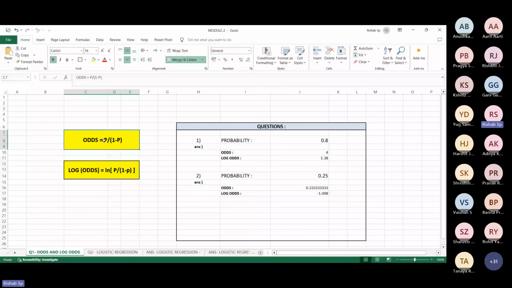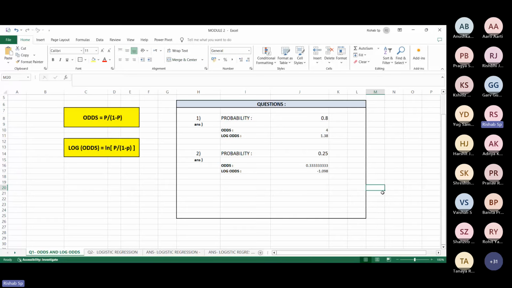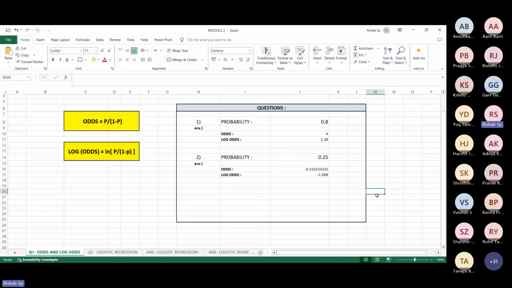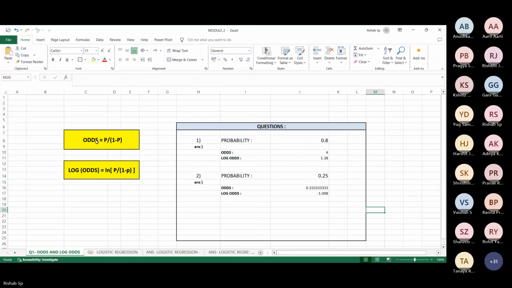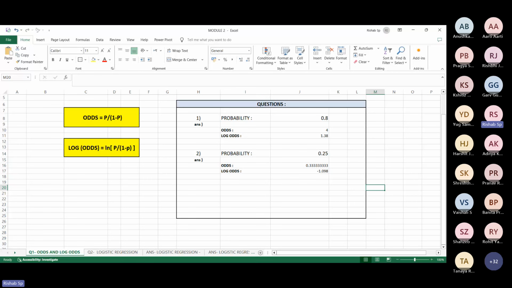So the log odds we got for the first one is 1.38, and for the second one minus 1.098. Simple, right? These are basic calculations, but you must be aware of these two equations. Even if you are aware of the equation, you just need to add the log. This is one practical kind of question we'll get in the exam. Odds is the probability of something happening divided by the probability of it not happening. Log odds is the log of these odds. This is our first practical.